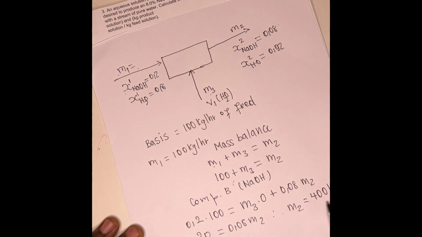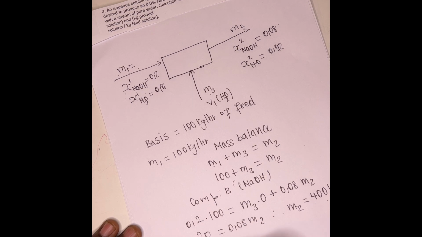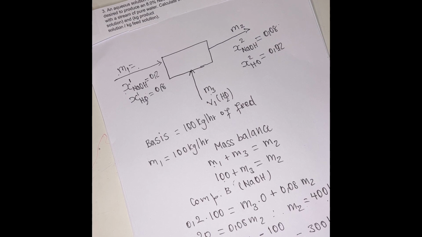Now that we found M2, we can also solve for M3, because from this equation M3 is just M2 minus 100. M2 is 400 minus 100, so we find 300 kilogram per hour. So we just solved the mass. But is that the question? No, this wasn't the question, because these just help.